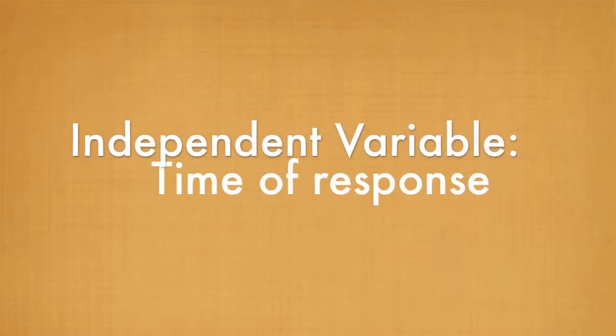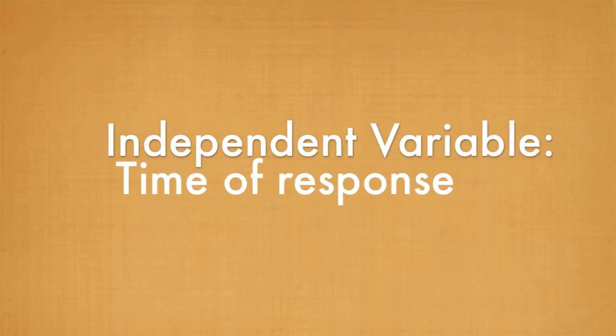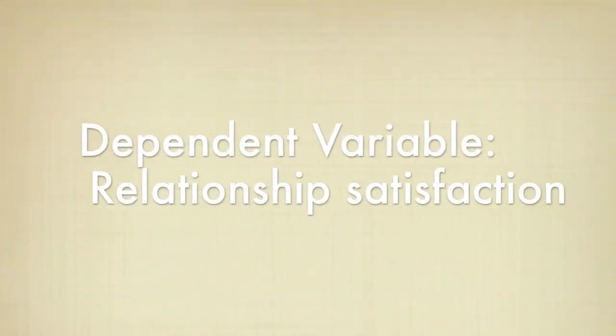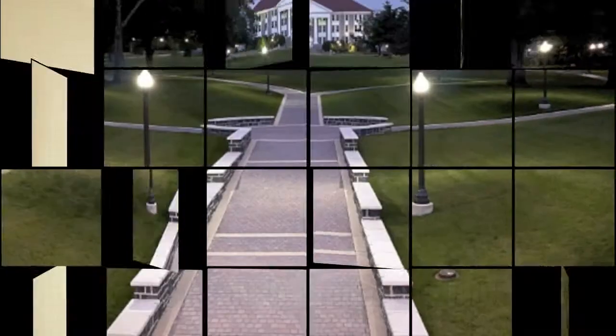Our independent variable is the time it takes the partner to respond to the text asking if they wanted to hang out. Our dependent variable is the relationship satisfaction based on the timing of the response.